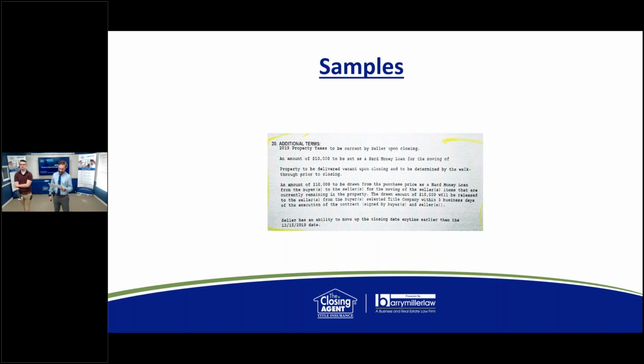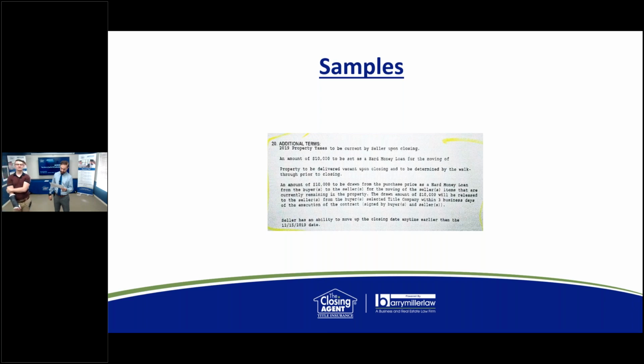So then it goes on: an amount of $10,000 to be drawn from the purchase price as a hard money loan from the buyers to the sellers for the moving of the seller's items that are currently remaining in the property. The drawn amount of $10,000 will be released to the seller from the buyer's selected title company within 3 days of execution of the contract signed by buyer and seller.